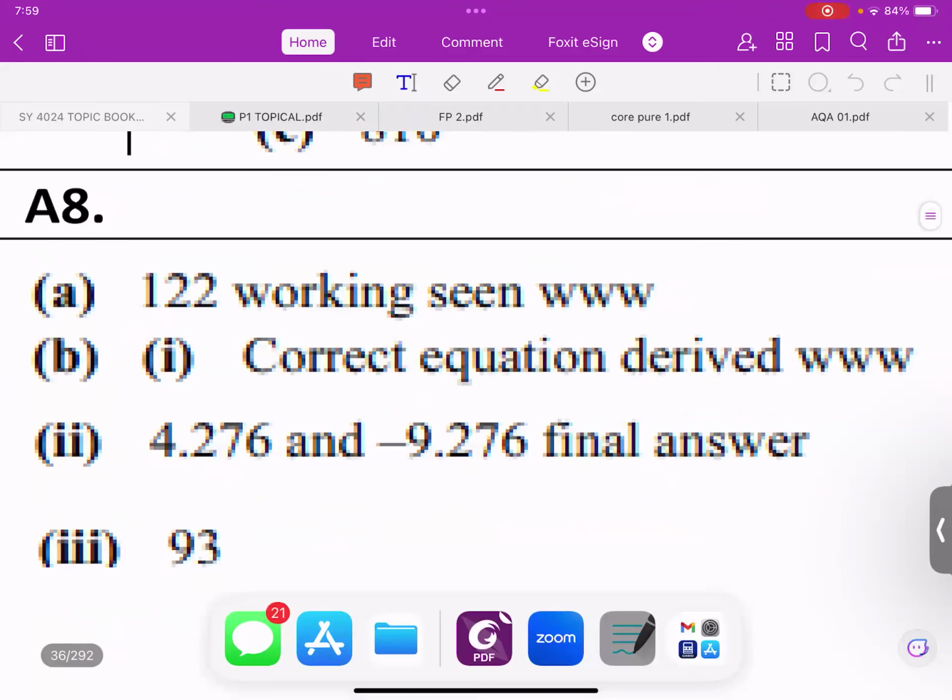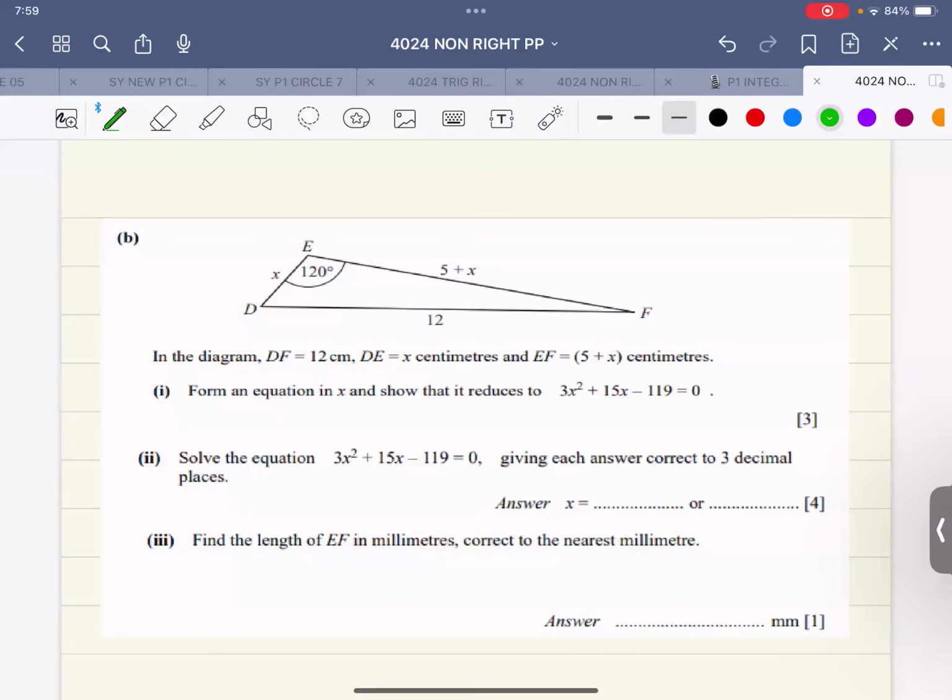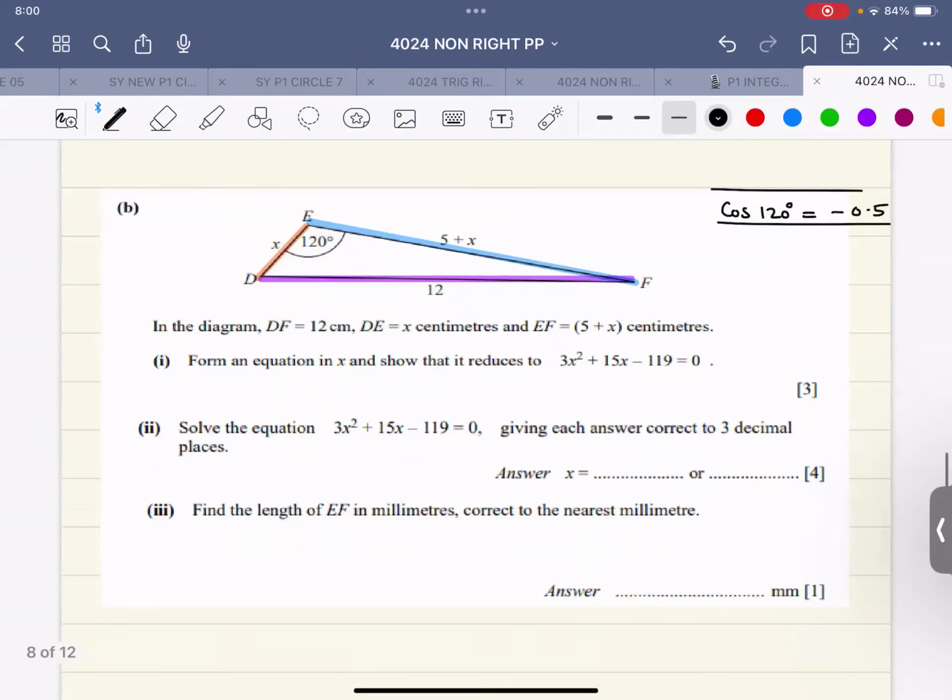Okay, let's get started with the second part. Now it says in the diagram, DF is 12, DE is X, and EF is 5 plus X. Form an equation in X and show that it reduces to this. So now the previous question was an application of sine rule, and this one will be an application of cosine rule. So remember this thing, and of course you can get it from the calculator. That is cosine of 120 degrees is negative 0.5. I've already written down this value.